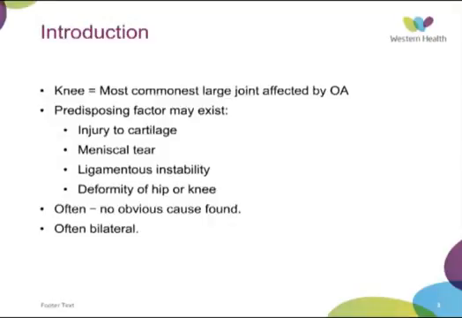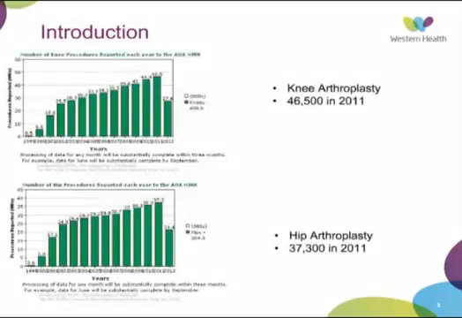The knees are the most common joint that's involved with osteoarthritis. Some predisposing factors may be injury to cartilage, previous meniscal tears, any instability with regards to the ligaments, or any deformity of the hip or knee. Sometimes the obvious causes might not be found, and it often can be bilateral.